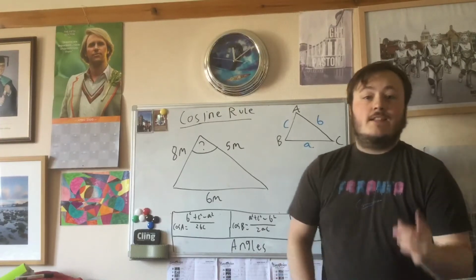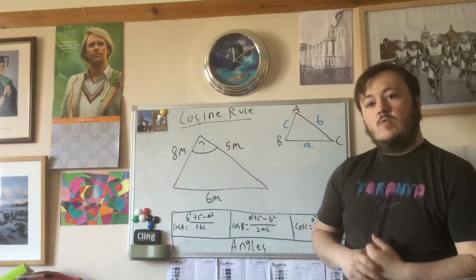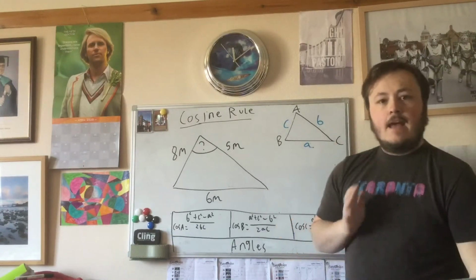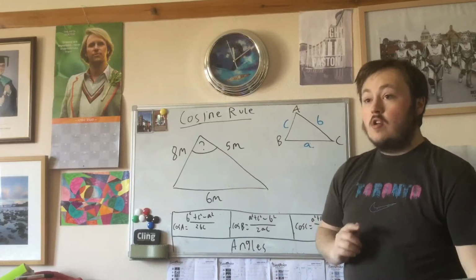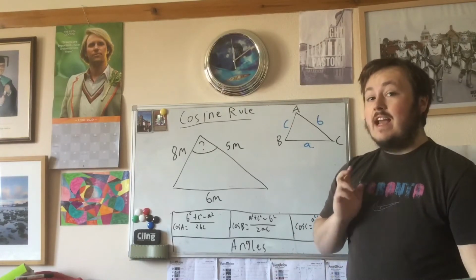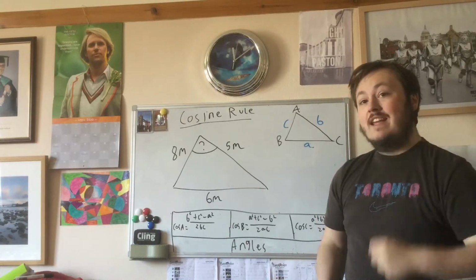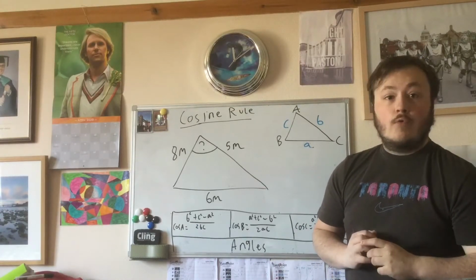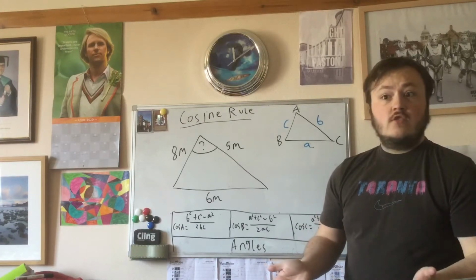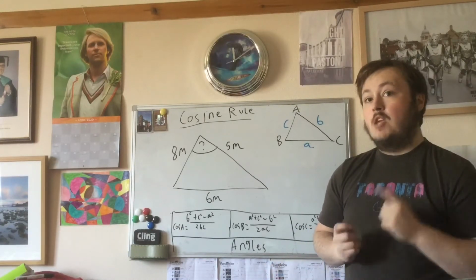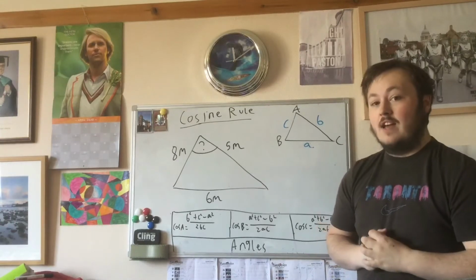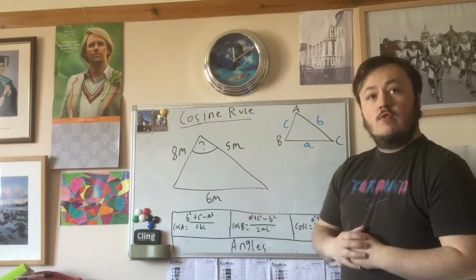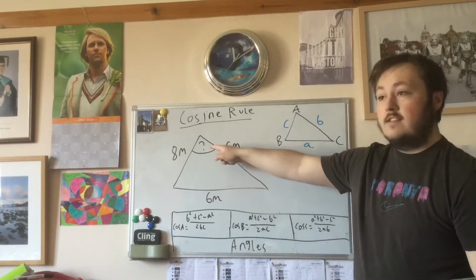Now, as I just said, today we're going to be using the cosine rule to find missing angles of scalene triangles. Now, the only time we use the cosine rule to find missing angles is if we have all 3 sides. You can only use the cosine rule if you have all 3 sides. You could use the cosine rule if you had no angles, but you have to have all 3 sides to find your missing angle.